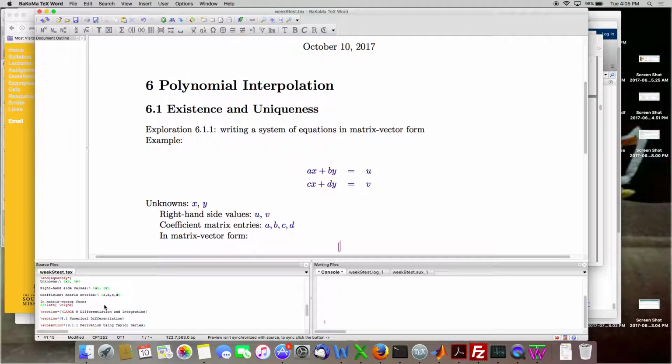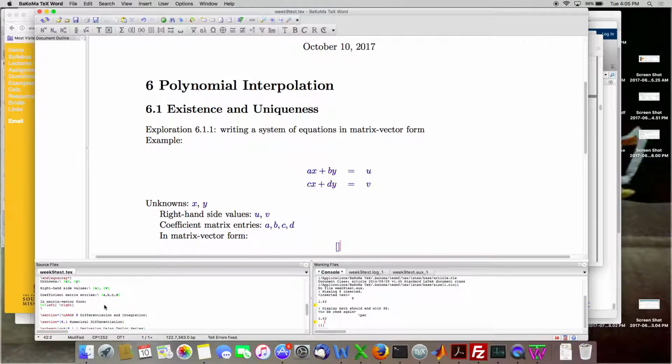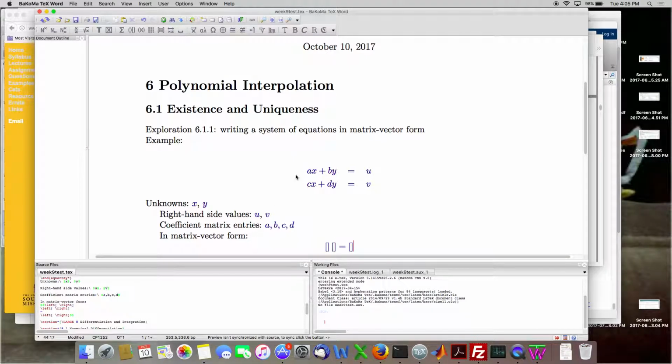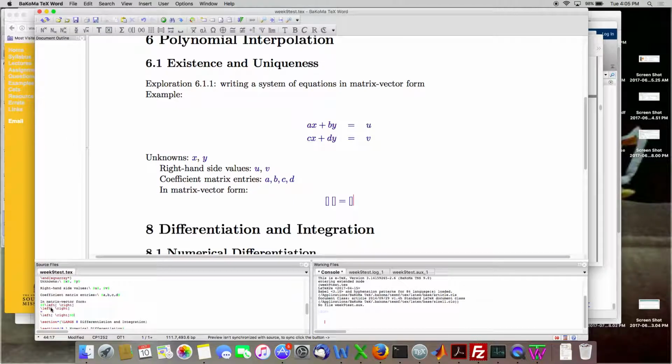So I'm going to create 3 matching sets of brackets because I need a matrix for AX, A, B, C, D, a vector for X, Y, and a vector for U and V. So I'm just going to put that stuff in first, so at least then something shows up. And then what I can do is put things in between.